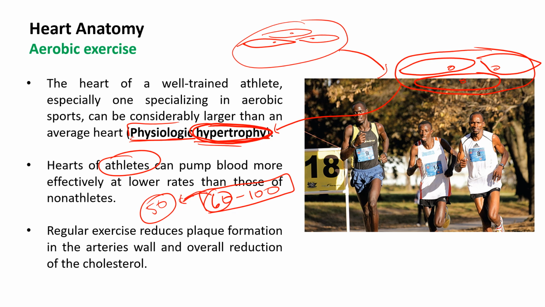Something is happening in their heart. It's just that the heart is so efficient that it just needs to pump less. It pumps better than others, so a heart rate of 50 will be okay. And that is what happens normally when you have aerobic exercise like running or swimming, you develop this physiologic hypertrophy. What would be an example of pathologic hypertrophy? It is a type of hypertrophy that the heart develops because of high blood pressure.